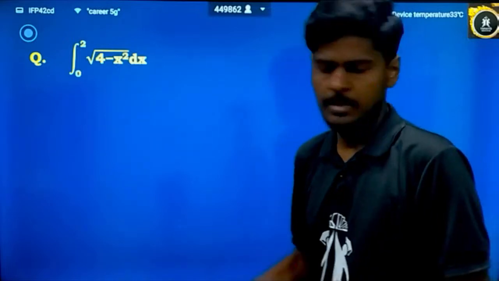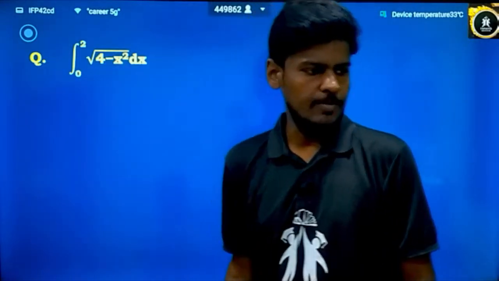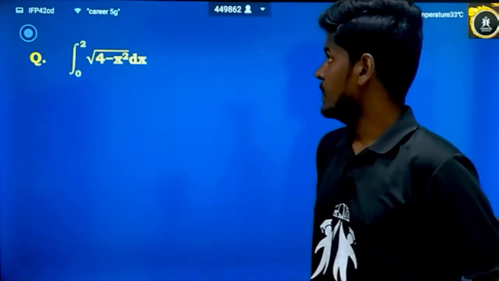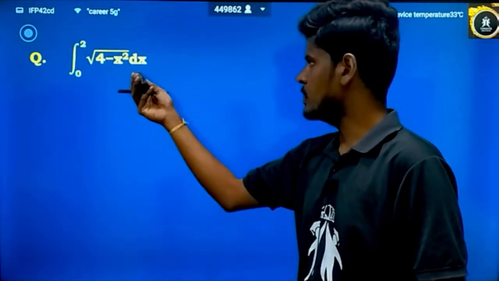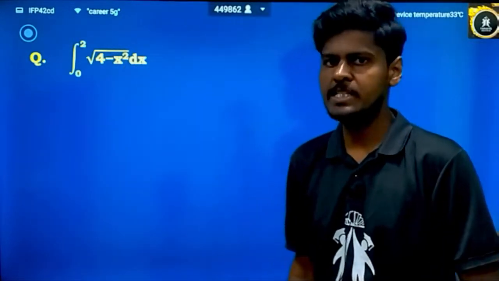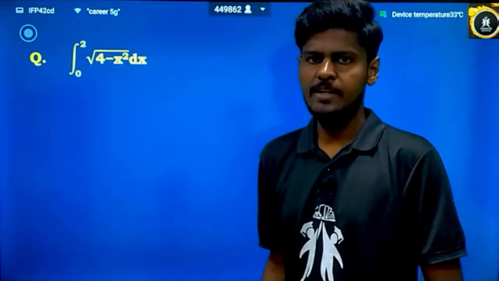Integral between 0 to 2 of square root of 4 minus x square. Now again, this is a very easy question. Direct integration. What is the formula? Square root of a square minus x square dx, where a is 2 here.